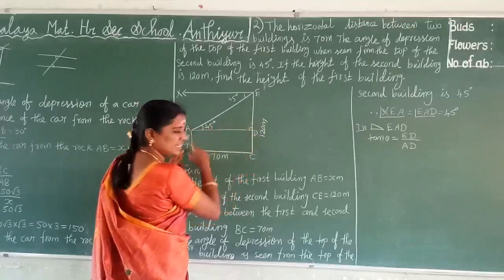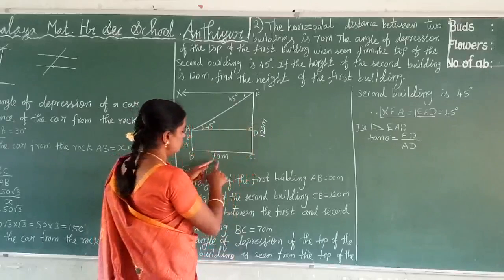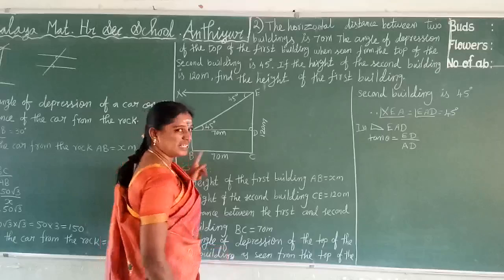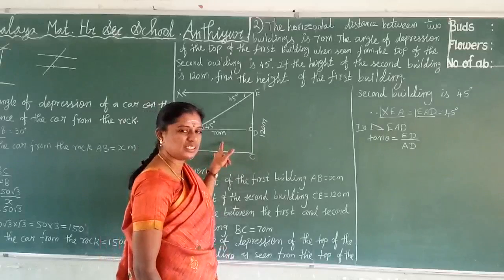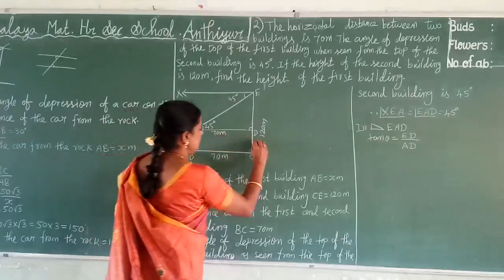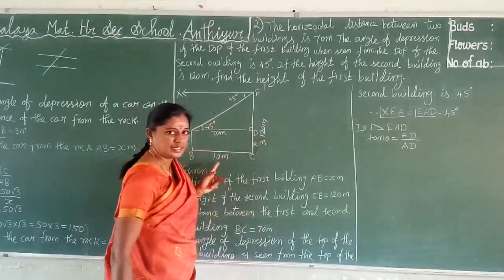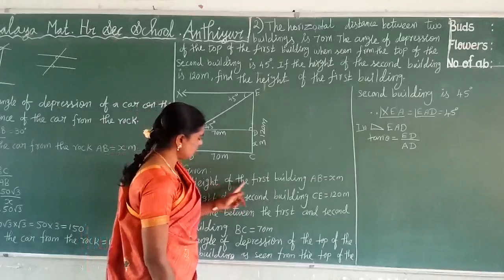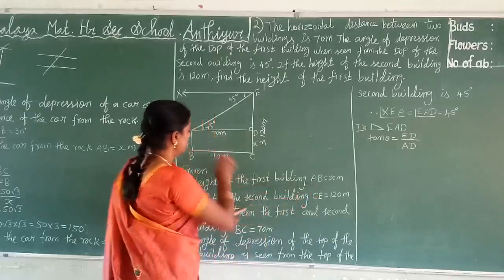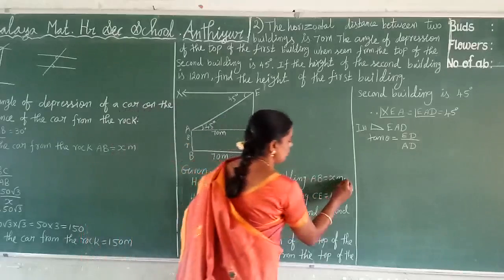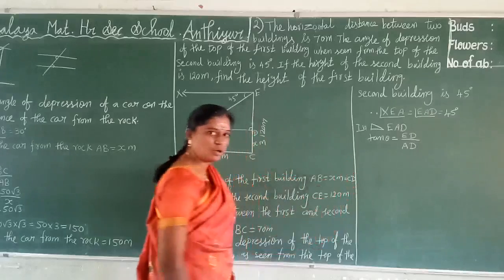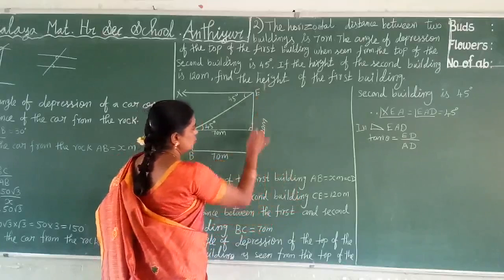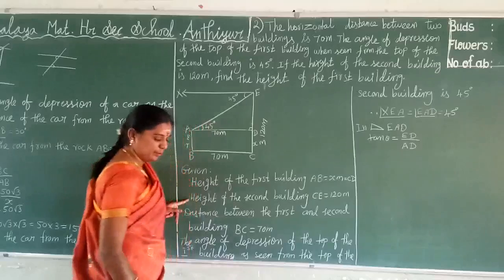Here ABCD is a rectangle. So this one is 70 means these two are also equal, 70 meter, because in a rectangle the opposite sides are equal. So this is x meter means this is also x meter. Clear? Next, given the height of the first building AB, that is AB and CD also x meter. Next, the height of the second building CE, the total length is 120 meter.